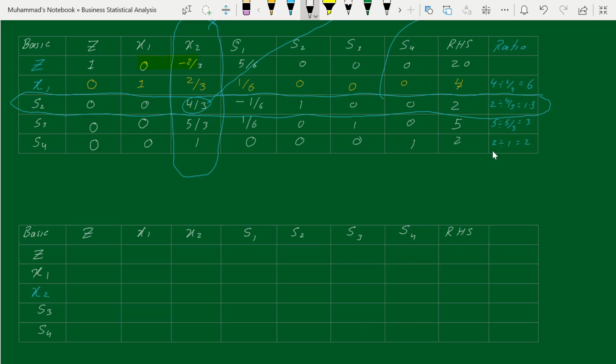Okay, so first of all, we need to make this equal to 1. To make it equal to 1, we write down 0, 0. If I multiply by 3 by 4, 1 becomes 1. So here we have 1 by 6 multiplied by 3 by 4. Then 1 multiplied by 3 by 4, 0, 0, and then we have 2 multiplied by 3 by 4.